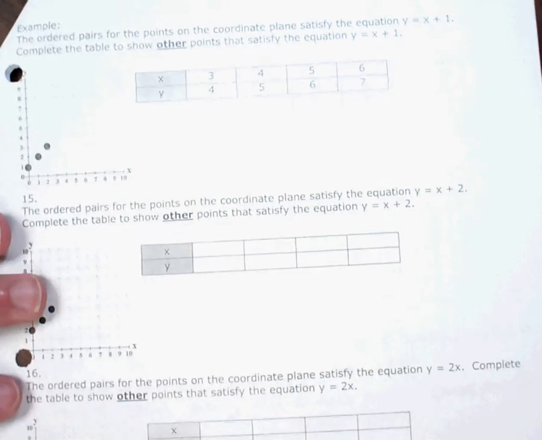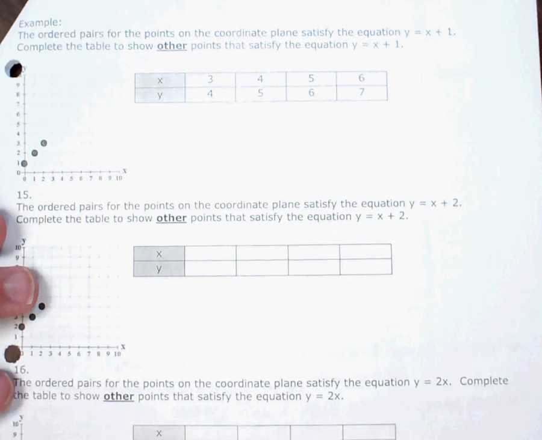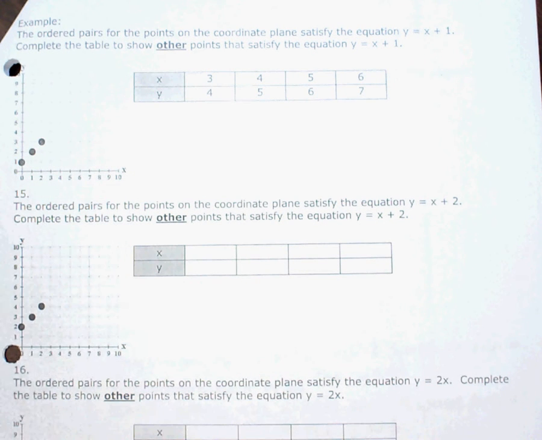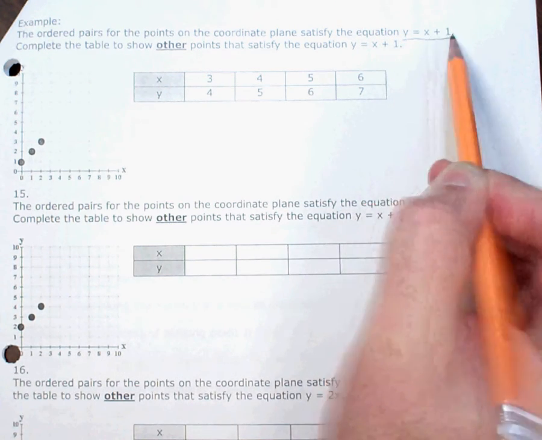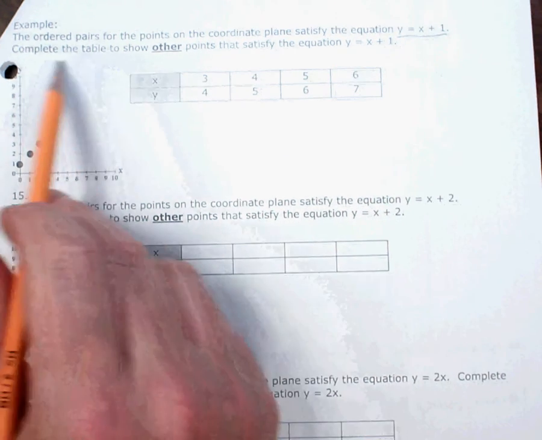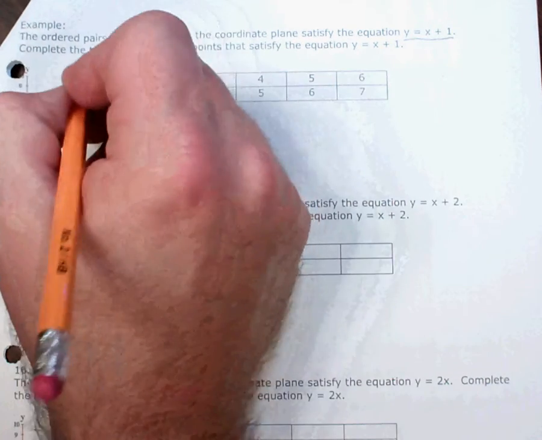Now on this particular question, we had two similar questions on the benchmark, and we had trouble on these because we did not read the directions carefully. So I'm going to read the directions now, and hopefully you will follow along with me. The ordered pairs for the points on the coordinate plane satisfy the equation y equals x plus 1. Complete the table. So that's my instruction.